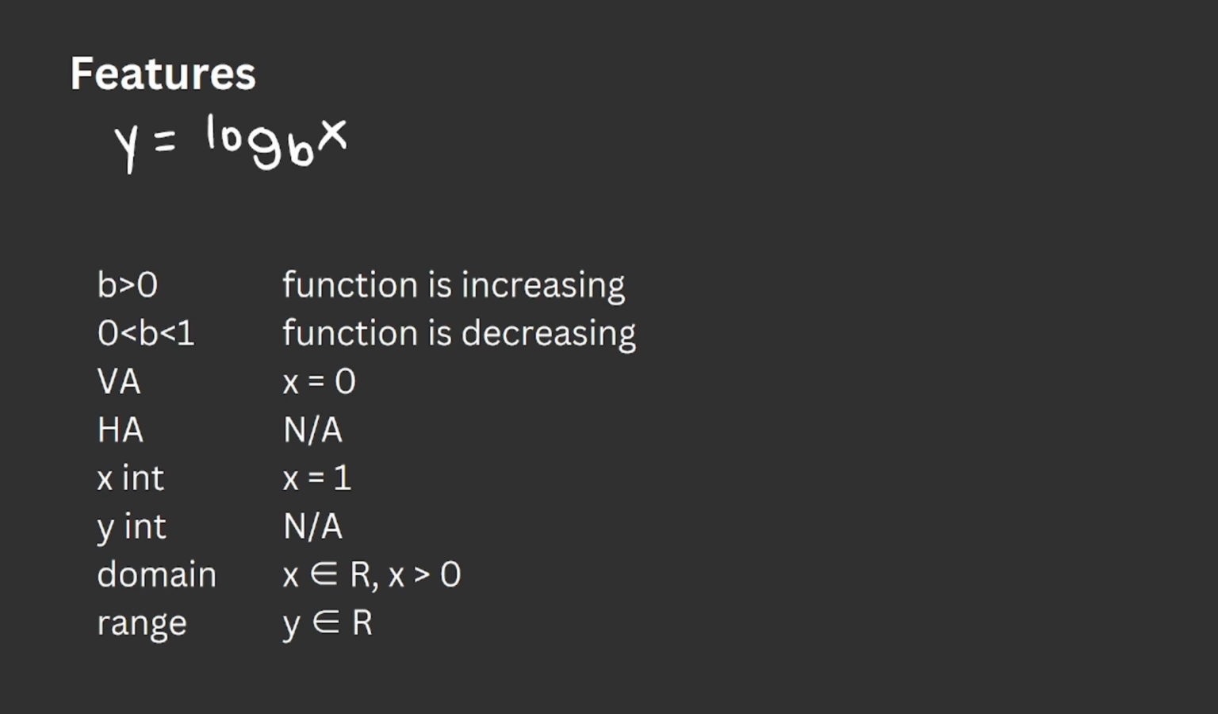I have a vertical asymptote at x equals 0. I don't have a horizontal asymptote. I have an x-intercept at x equals 1, and I don't have a y-intercept because of my vertical asymptote. I have a domain of all real numbers, but my x value must be greater than 0, and I have a range of all real numbers.